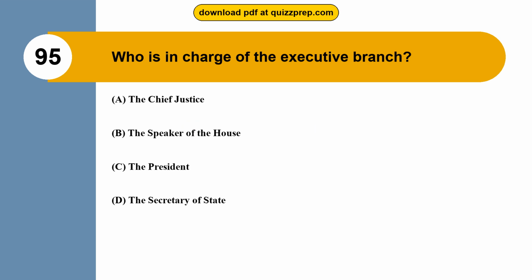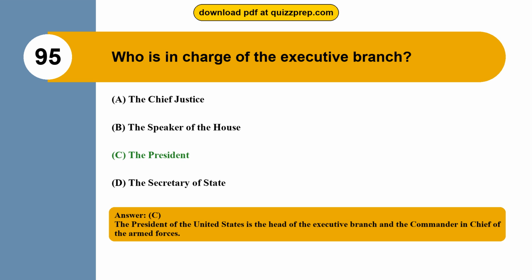Question 95. Who is in charge of the executive branch? Option A, the Chief Justice. Option B, the Speaker of the House. Option C, the President. Option D, the Secretary of State. The correct answer is option C, the President. The President of the United States is the head of the executive branch and the Commander-in-Chief of the Armed Forces.